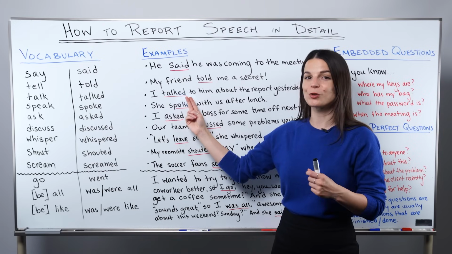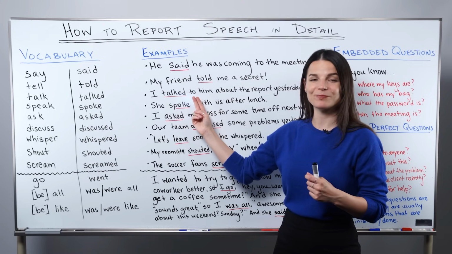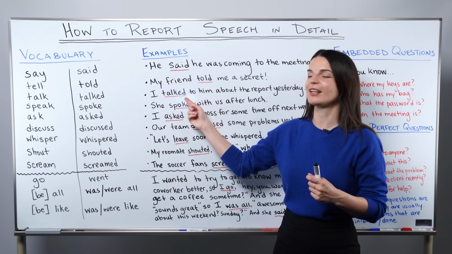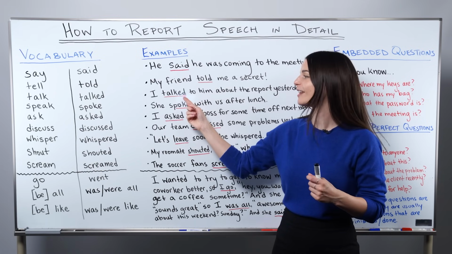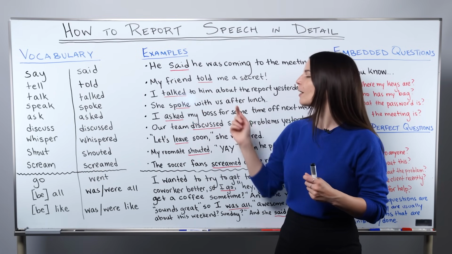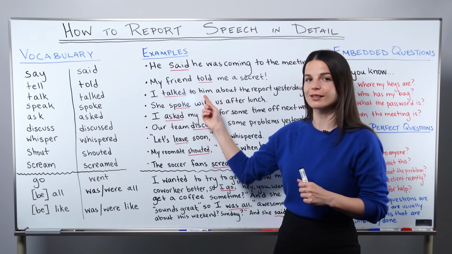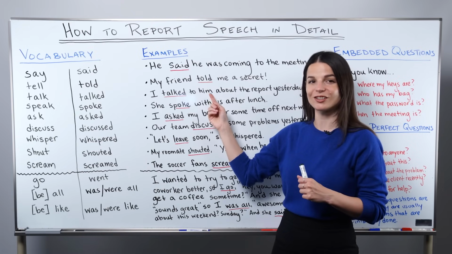I talked to him becomes I talked to him, with the talked not clearly pronounced, the end syllable here. I talked to him about the report yesterday. So it becomes I talked to him, or I talked to her.